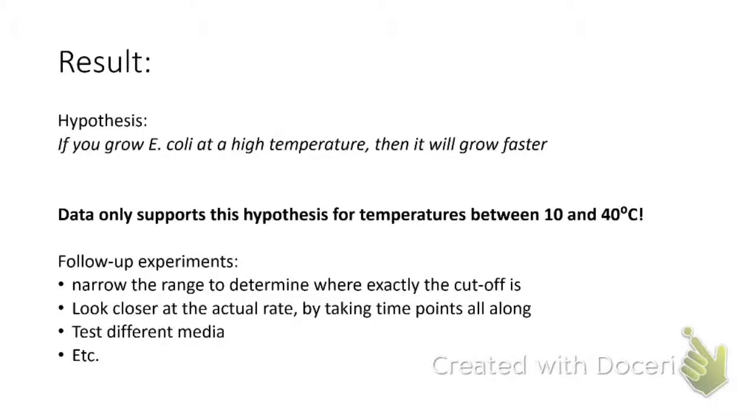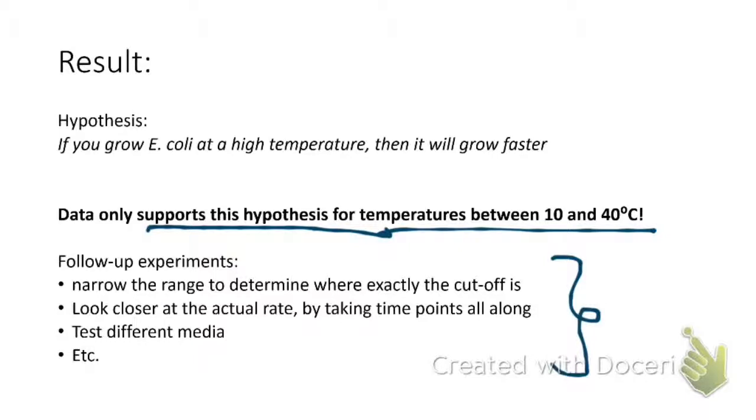Then you analyze your results. So your hypothesis was, if you grow E. coli at a high temperature, then it will grow faster. And the data that you collected would only support this hypothesis for temperatures between 10 and 40 degrees. So then you can do follow-up experiments.